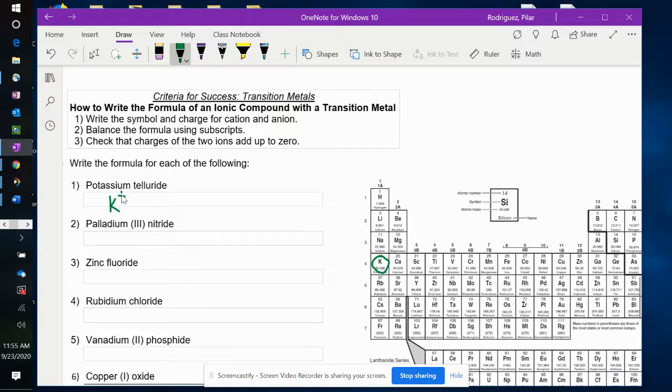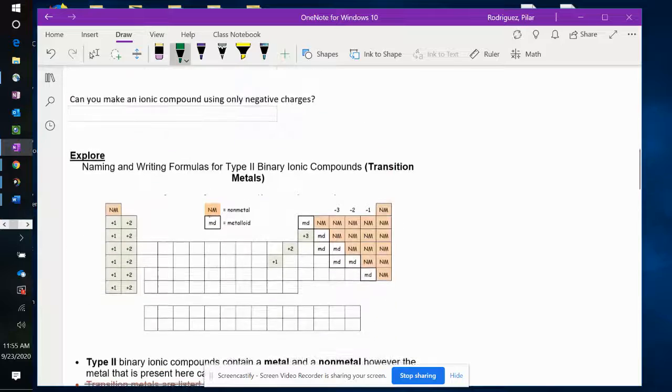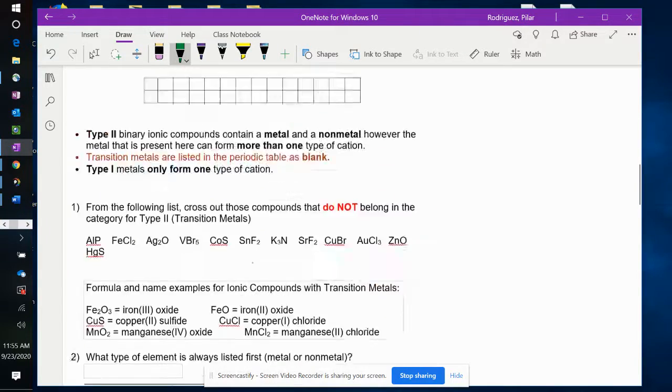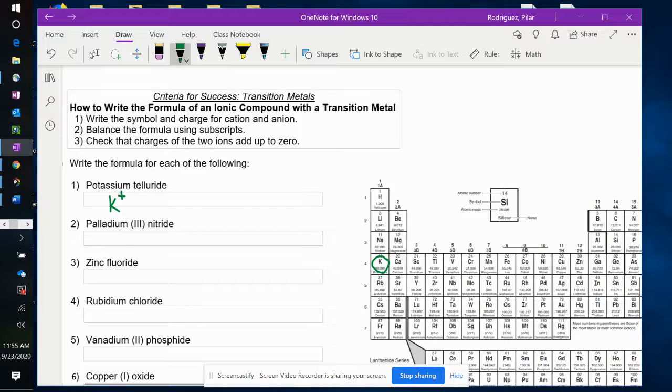I know that you can scroll up all the way to the top and see that all of my group 1 elements are +1 charge. Okay, so I know it's a +1 charge.